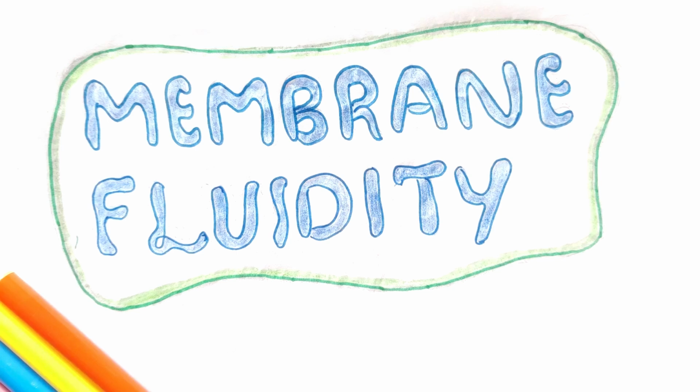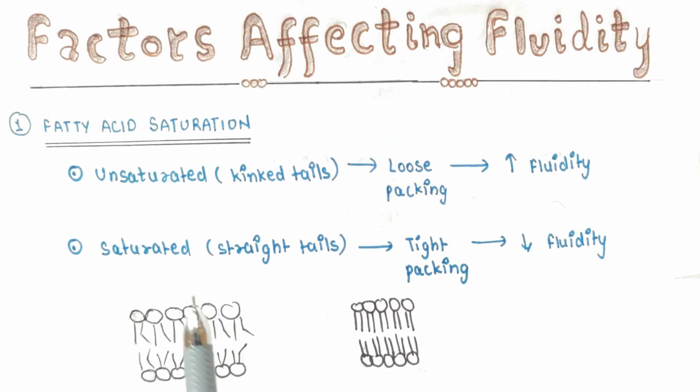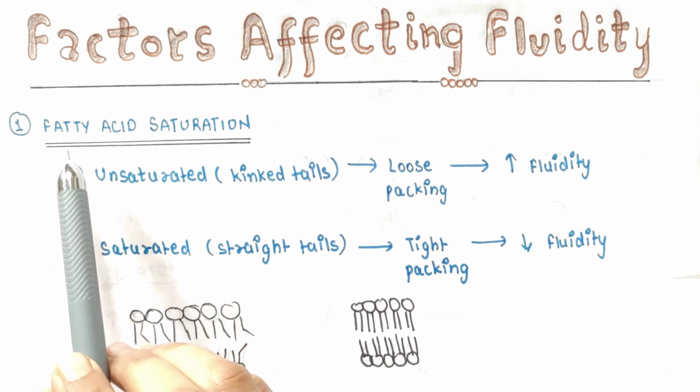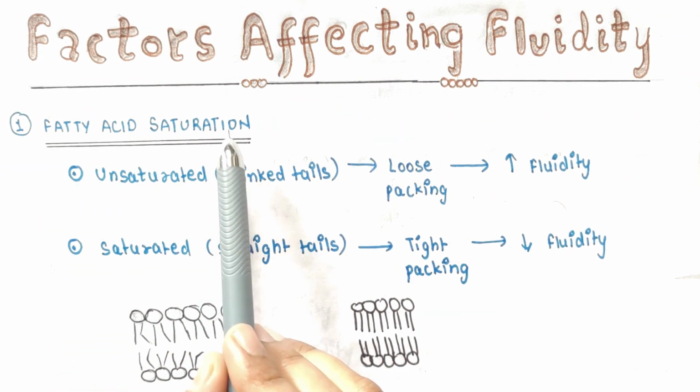Hello everyone. So we know that membrane fluidity simply means how easily lipid molecules can move within the membrane, and it's not a fixed property. It depends upon several factors. So in this lecture we will be studying about different factors affecting this membrane's fluidity. So let's begin.